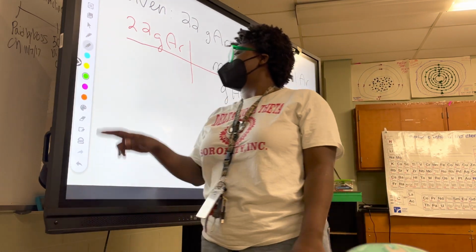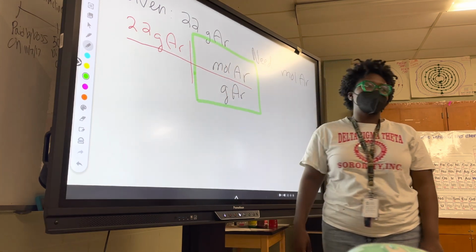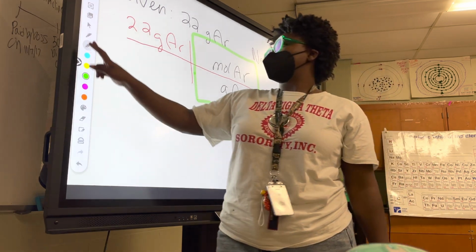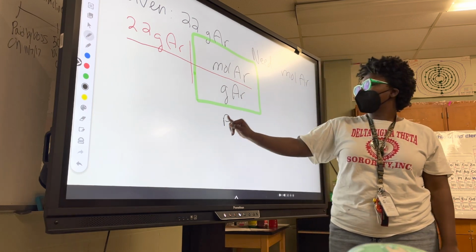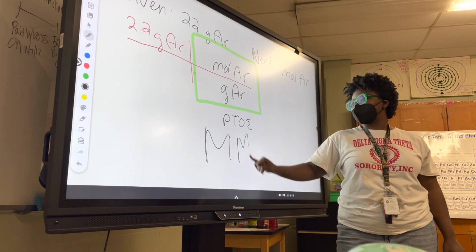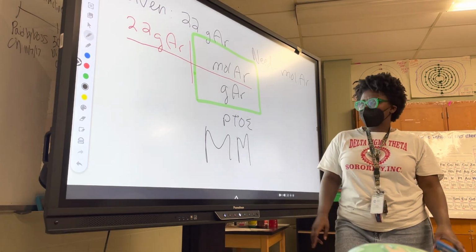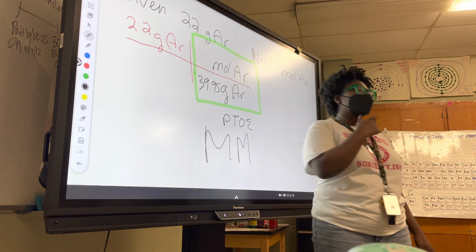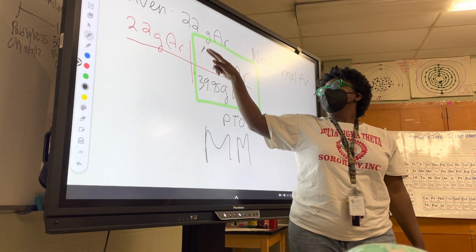So we're going to look at our houses. I have this house right here, and the 2 units in this house are moles and grams. That means that I'm going to use my periodic table to determine my molar mass. What is the mass of argon? 39.95. 39.95 grams per how many moles? 1.